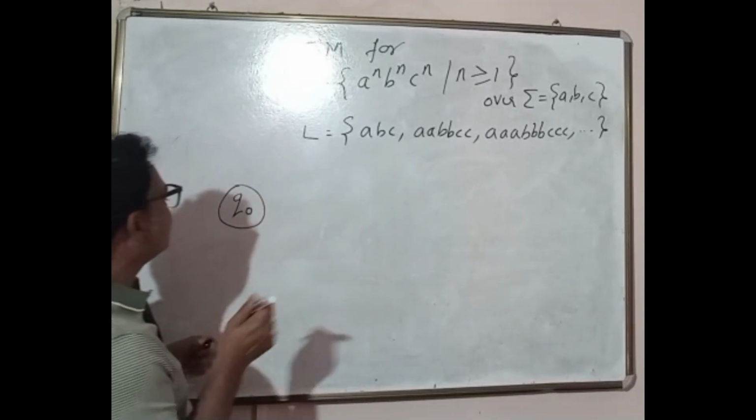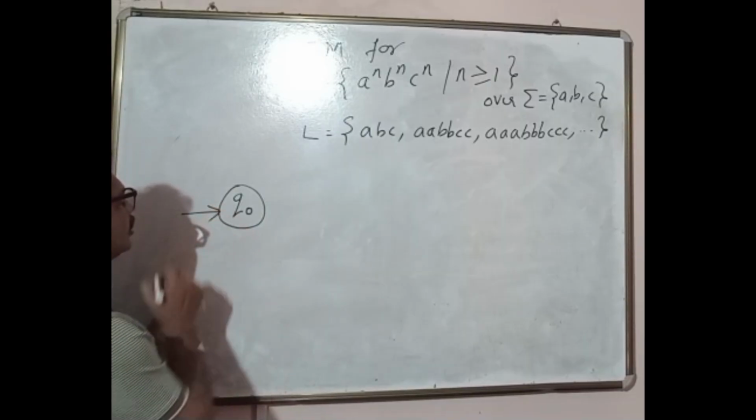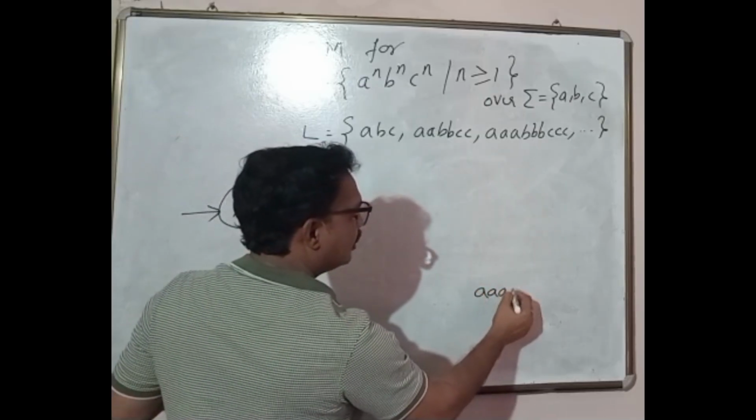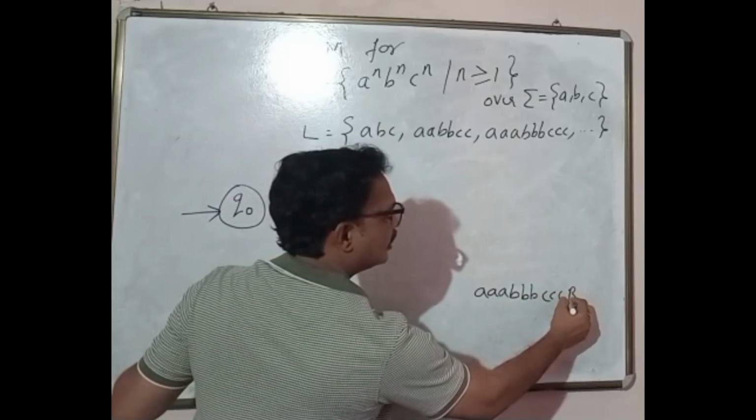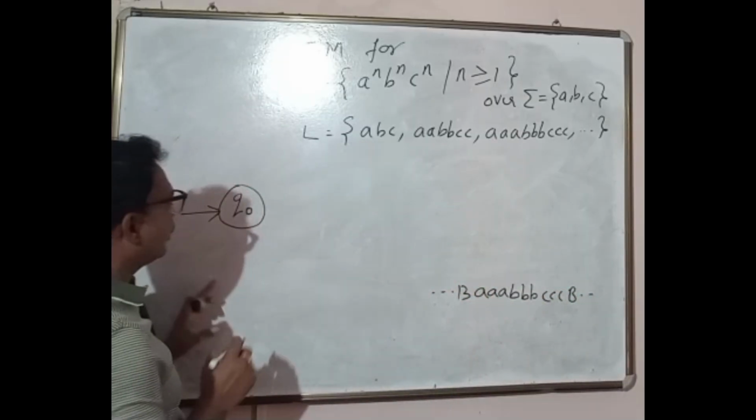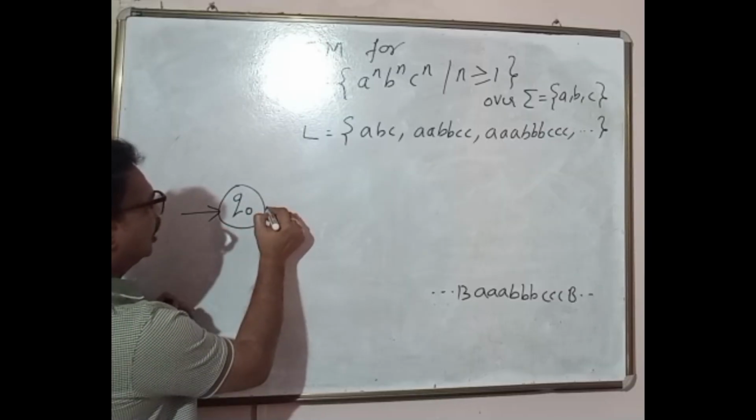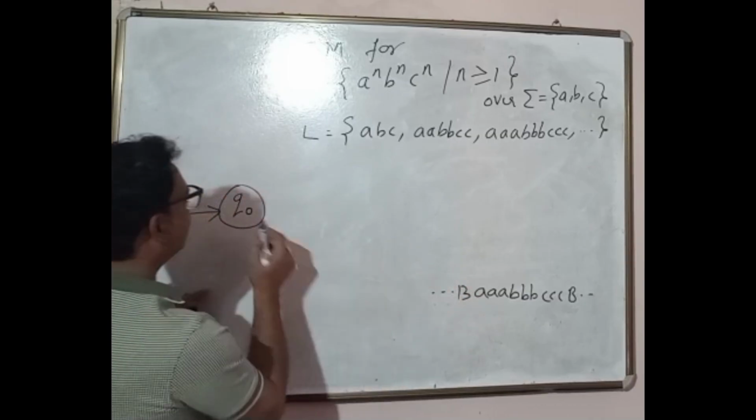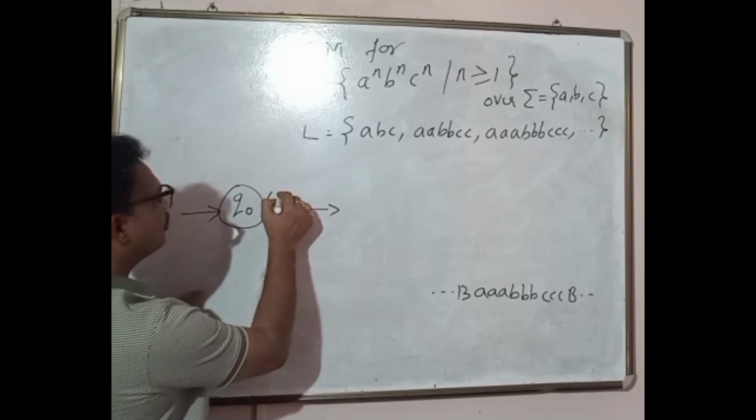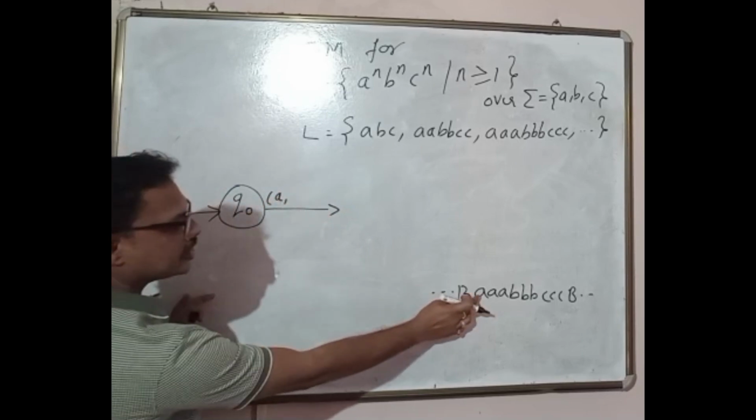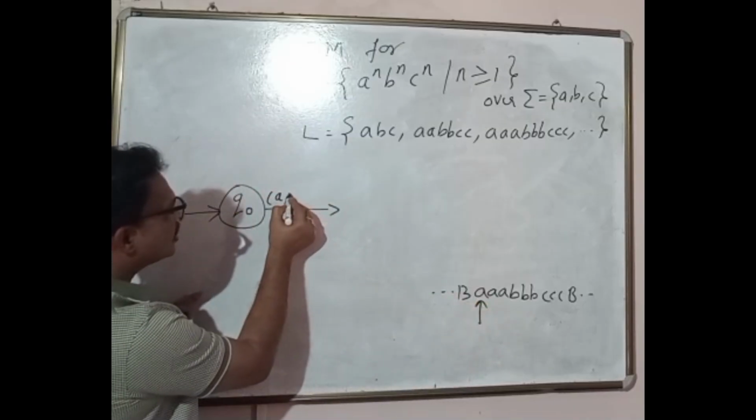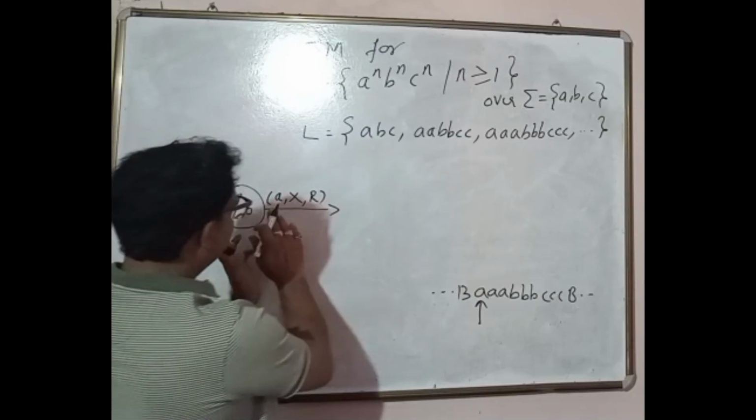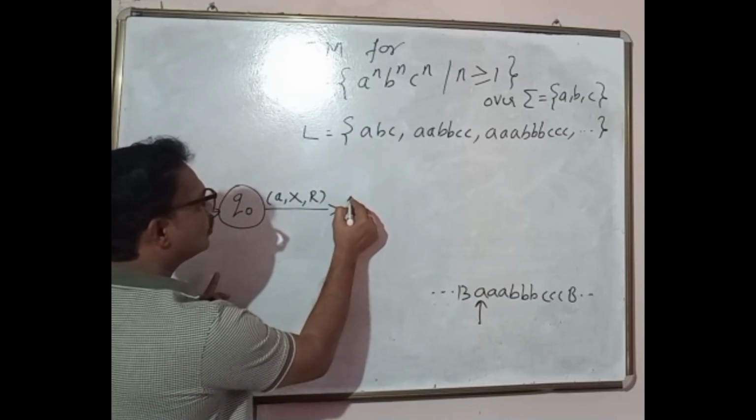Now the Turing machine is in state Q naught. This is our starting state. We have taken the string A, B, C, and there are several blanks. On being in state Q naught, when the Turing machine reads the first symbol A, this is the notation, I hope you remember, A is the symbol read. It replaces that A by X and moves to the right. When it replaces that A with X and moves to the right, it goes into the state Q1.